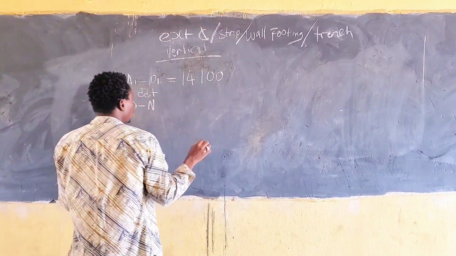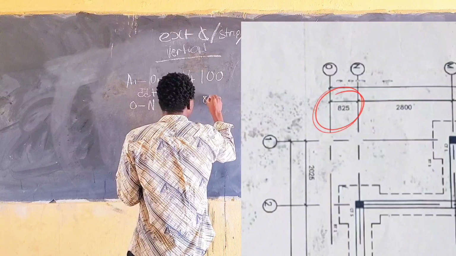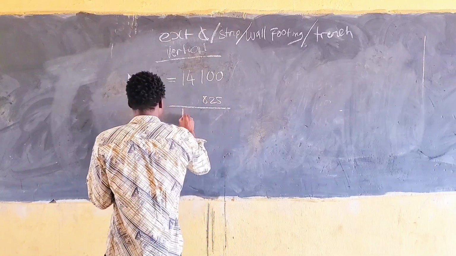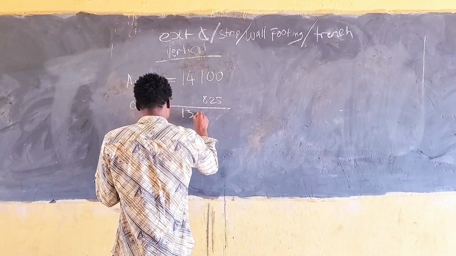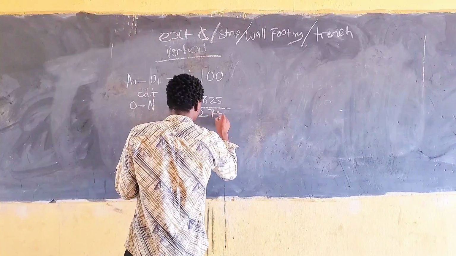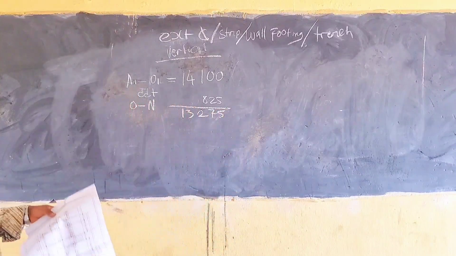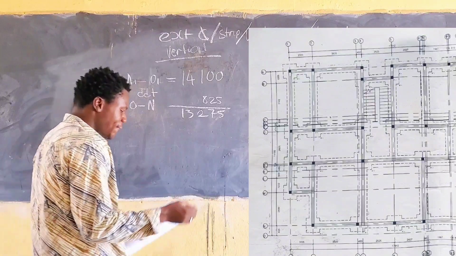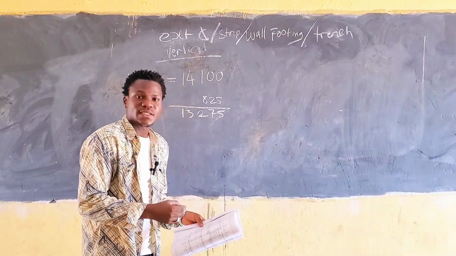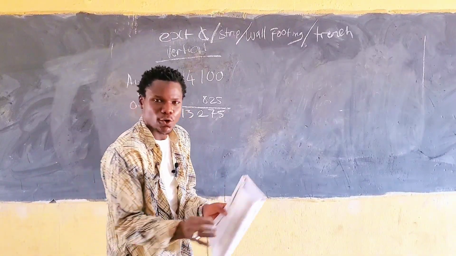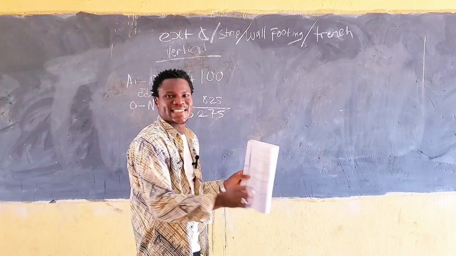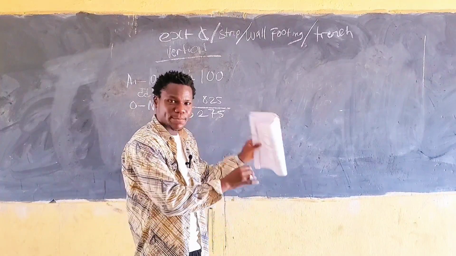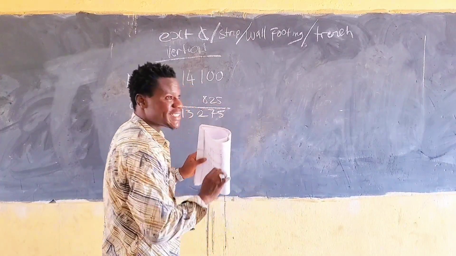The dimension for O to N is 825. That's 13,275. Then we will be sure to count all the column bases that fall on our strips, because we are going to measure the column bases separately. The trench for the column base, we are going to measure it separately. The concrete will be a separate measurement.